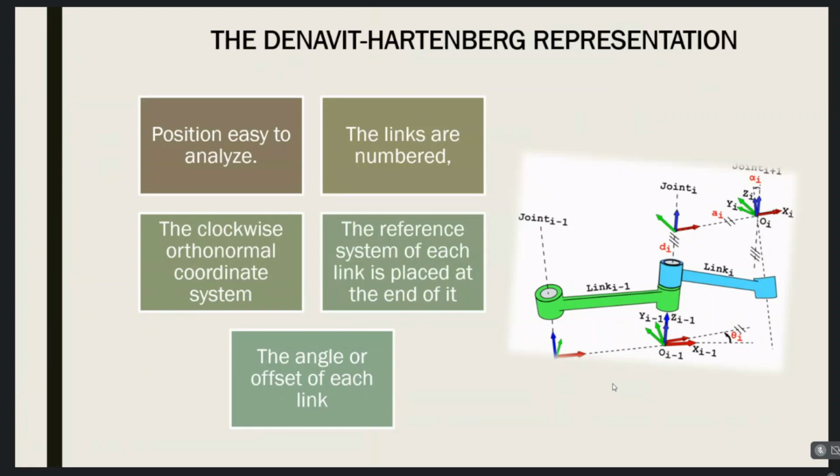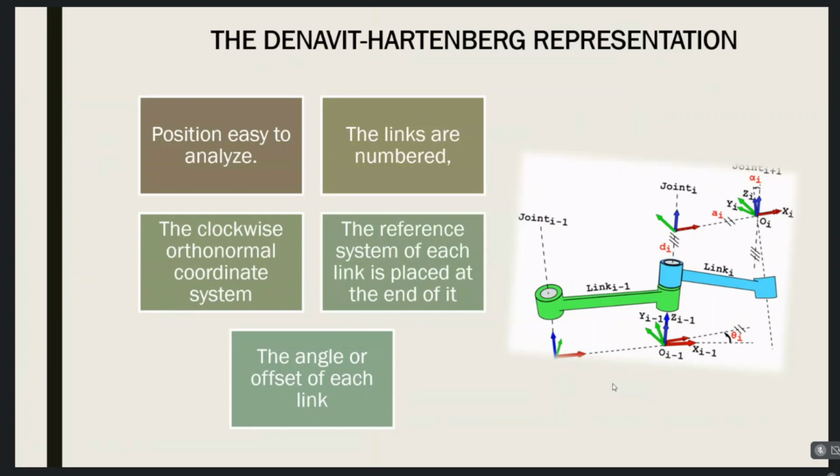First, starting from any configuration of the robot, although it is advisable to place it in a position that is easy to analyze. Second, the links are numbered, assigning 0 for the base and n for the last link, where n is the number of degrees of freedom of the robot.